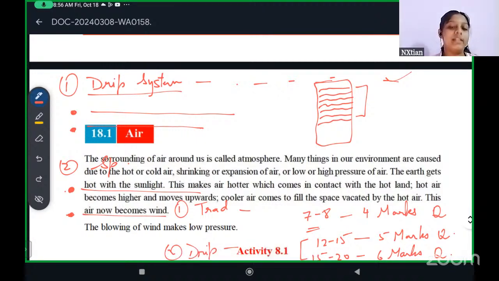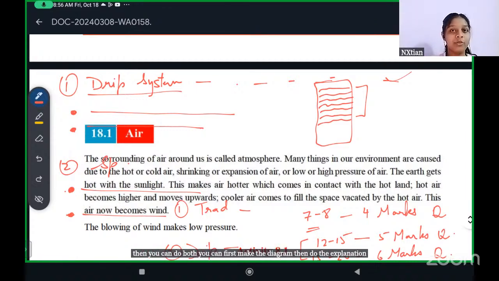When you get a question that says, explain this with the help of a diagram, then you can do both. You can first make the diagram, then do the explanation, or you can do the explanation first and then make the diagram. Both are correct.